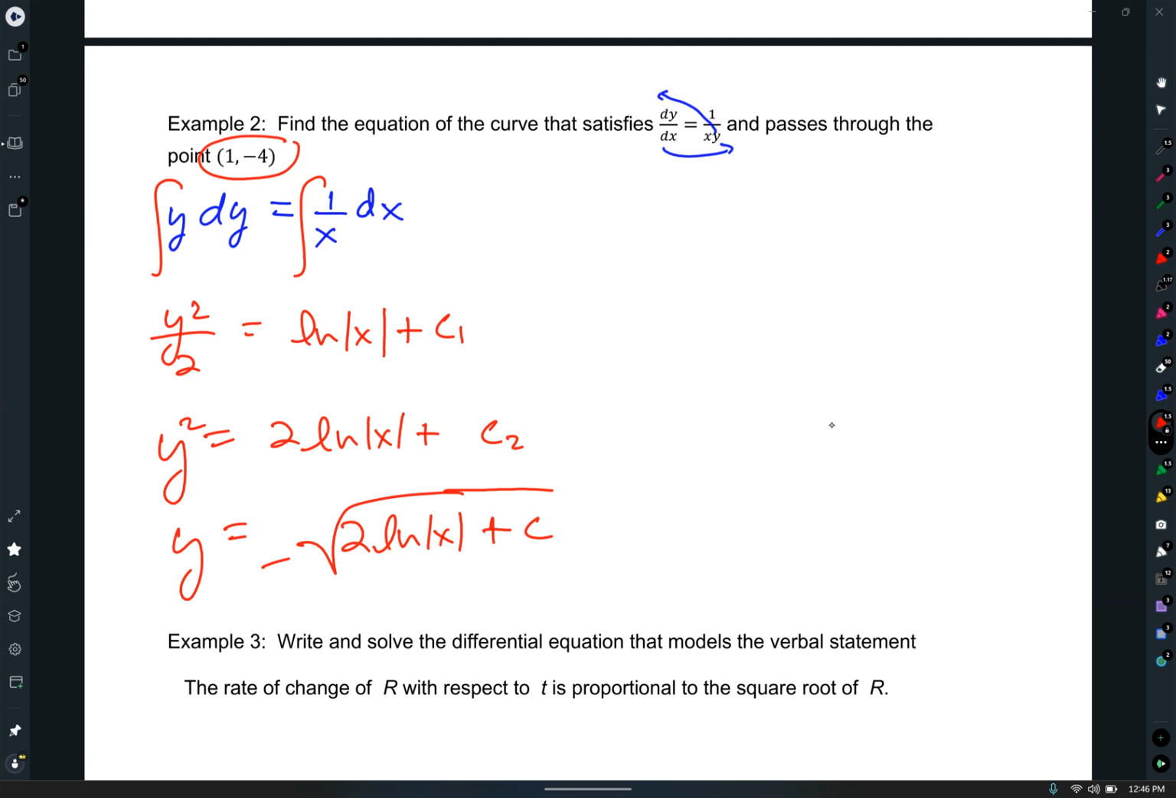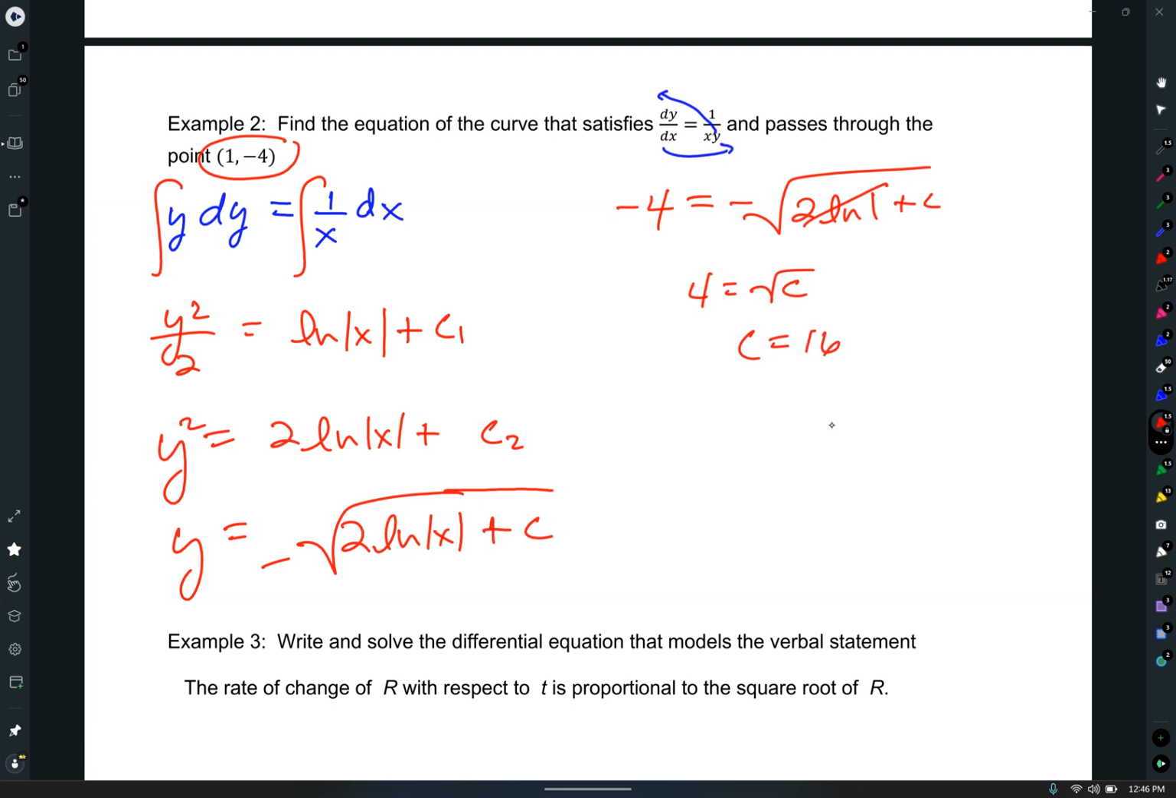Okay, so I've solved for y. Last step is to find c. How do I do that? By plugging in my ordered pair. So negative 4 for y equals negative square root 2 natural log of 1 plus c. Hey, good news. What's the natural log of 1? 0. So really I have, hey, now that I have a negative on both sides, can I just say that 4 equals the square root of c? So what is c? Don't say 2. Isn't c 16?